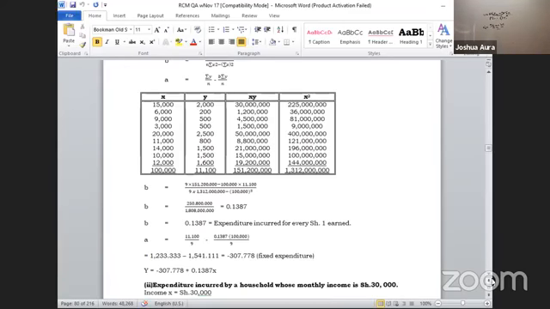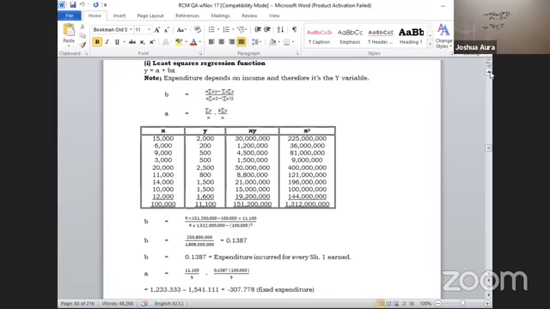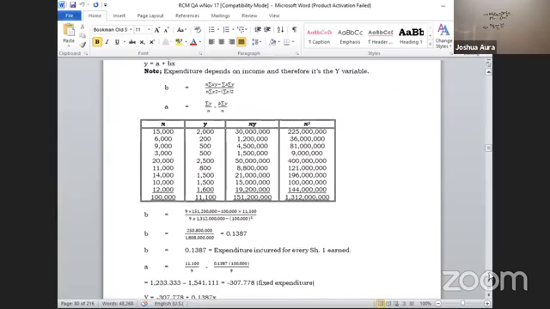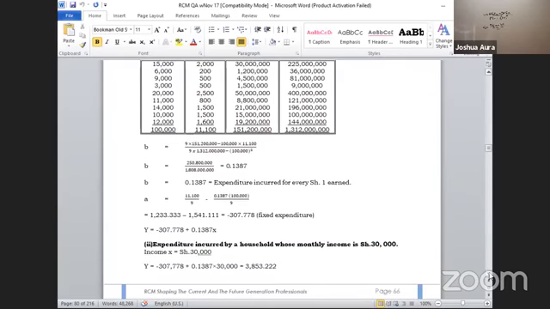Then they came here and asked us in Roman 2, you can see they wanted us to give them the expenditure by households whose monthly income is 30,000. So if the monthly income is 30,000, what will be the monthly expenditure for these people? Quite an easy thing, because already I have my formula.